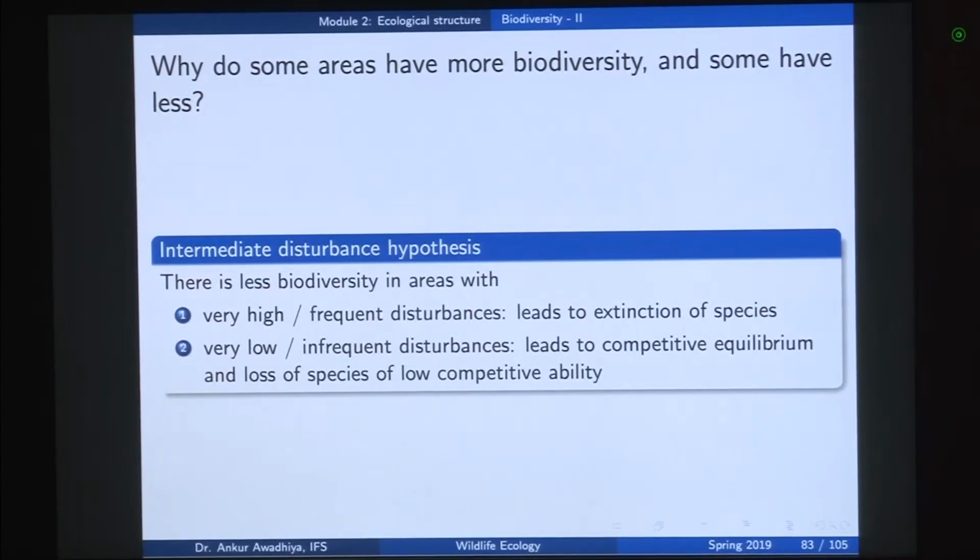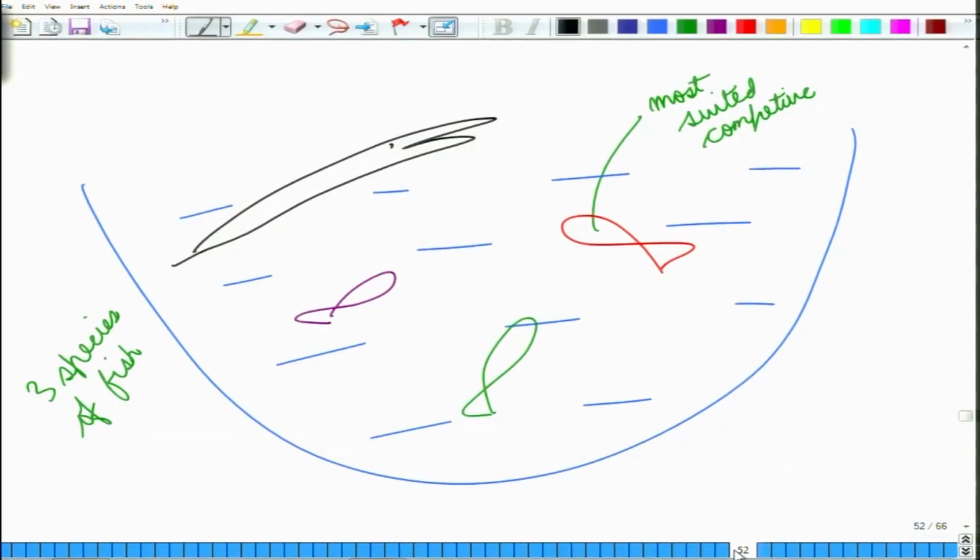However, if you look at the other extreme, there are areas that do not have any disturbances, very low disturbances or very infrequent disturbances. In those areas we would observe a competitive equilibrium and loss of species of low competitive ability. That is, if we go back to our example of the pond, if we did not have this crocodile that was putting a disturbance in the system, then very likely some species would outcompete everybody else and they would reduce the level of biodiversity present in this system.